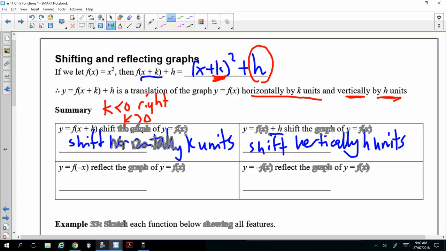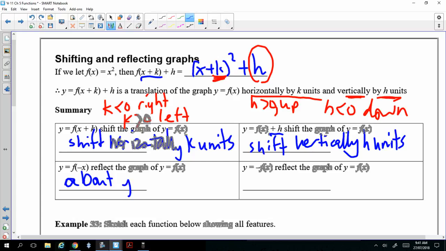Now remember, what does this do? The negative x, you reflect about the y-axis. And the other one you reflect about the x-axis. Alright, now we're going to apply this rule to sketch these graphs. They all involve the transformation mentioned above, either shifting or reflecting. So you need to know how to shift a graph and how to reflect a graph. And that will be done on these examples.